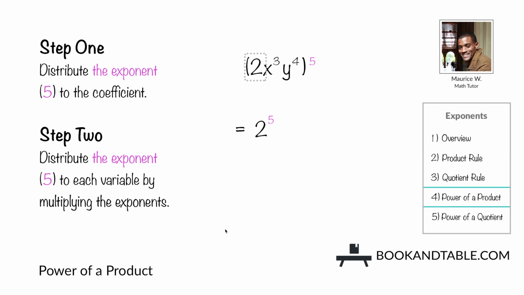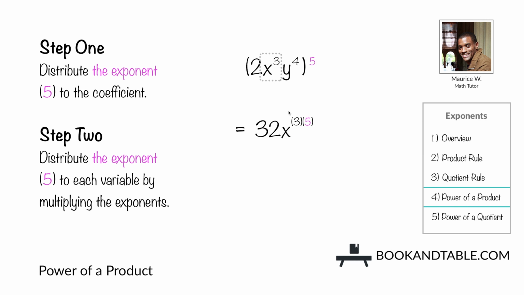Let's take a look if we had a coefficient. Let's say we had the monomial 2x cubed y to the 4th to a power of 5. Step 1, distribute the exponent 5 to the coefficient. So that gives us 2 to a power of 5, which is equal to 32.